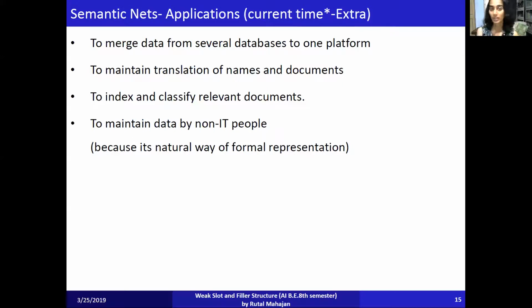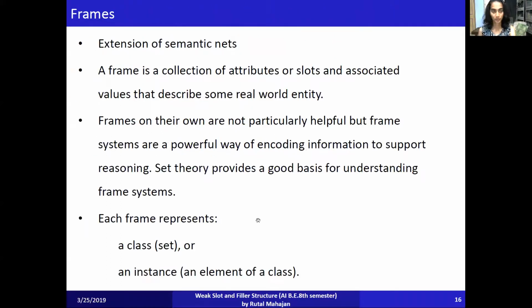Semantic nets also have attribute value pairs, as they are a kind of weak slot and filler structure. In another example, translation of names and documents is again an attribute value pair. Indexing and classifying relevant documents means index and document are related, so again it is an attribute value pair. So over here we can use semantic nets to easily visualize and merge it, as it is a natural way of understanding and visualizing concepts. So it is an easier way to merge. These first three applications are very easy to perform using semantic nets.